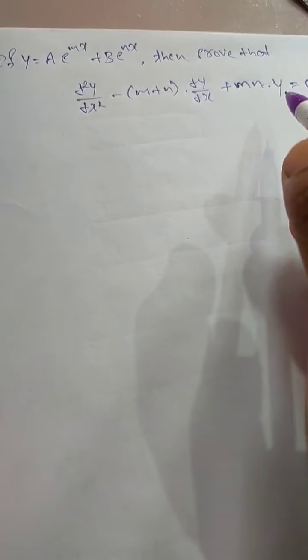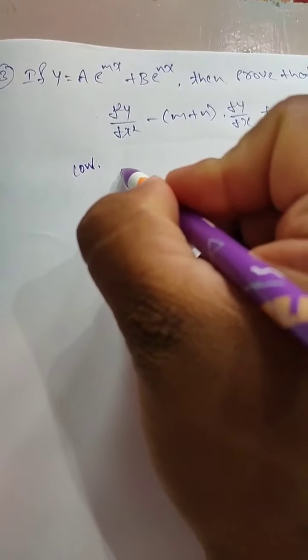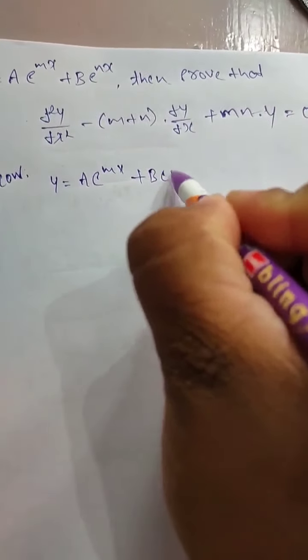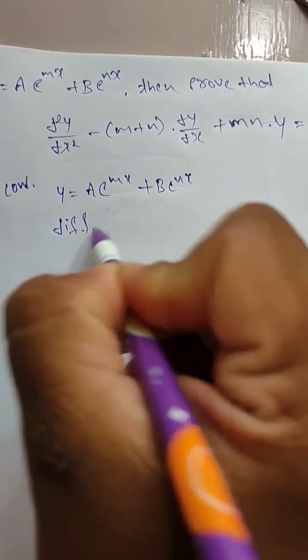So what does method 1 mean? We are differentiating the function twice and we are substituting in the left hand side. So let me consider this equation. Consider y is equal to a into e to the power of mx plus b into e to the power of nx. Now differentiate with respect to x.